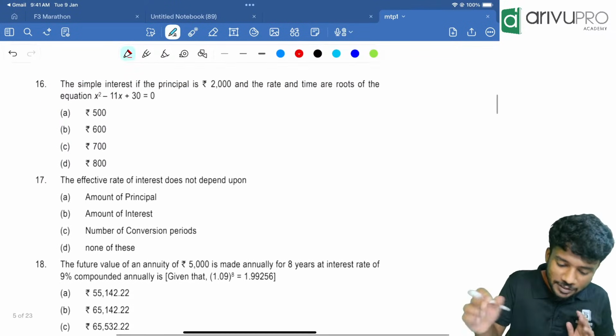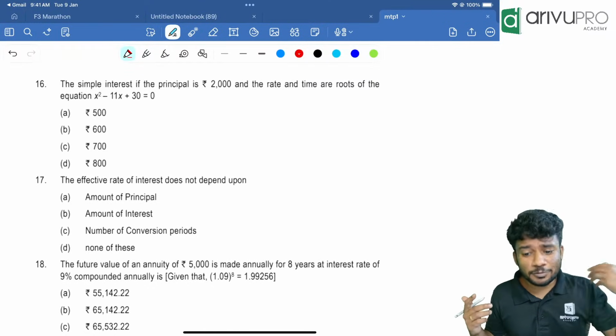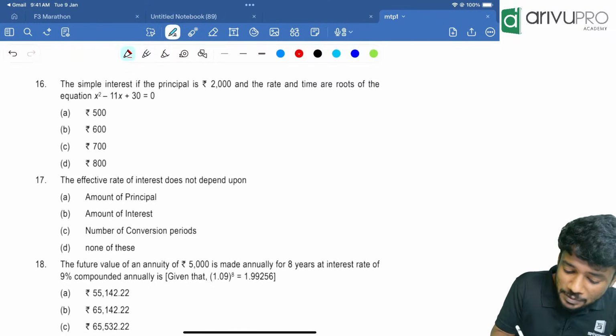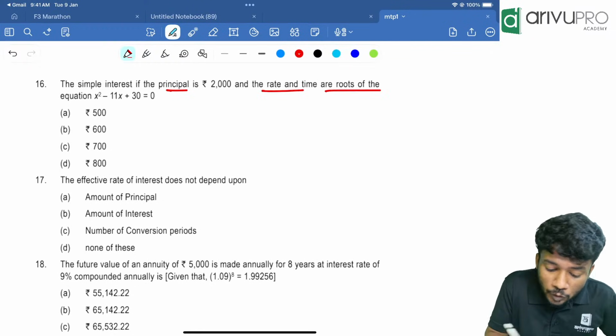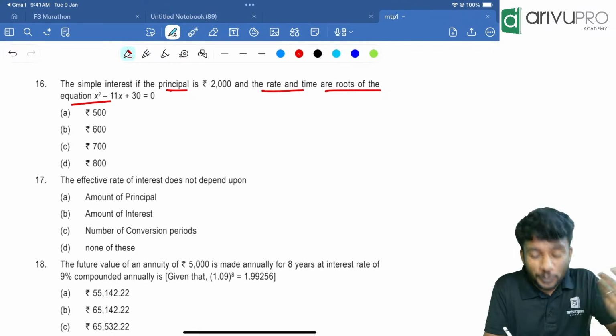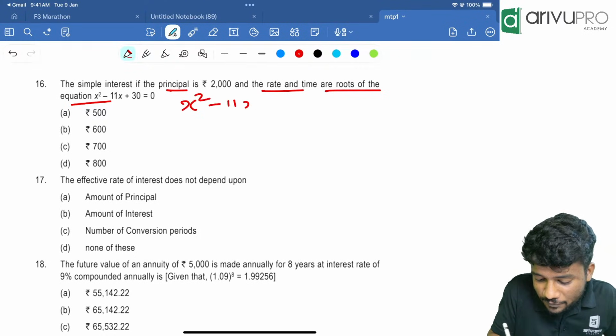Understood? Next one. The same, another previous year question. We solved the same question in our marathon also. You can check that also. The simple interest if the principal is 2,000 and the rate and time are roots of the equation. People, what was the method I told you? Here the equation is given x square minus 11x plus 30 is equal to 0.